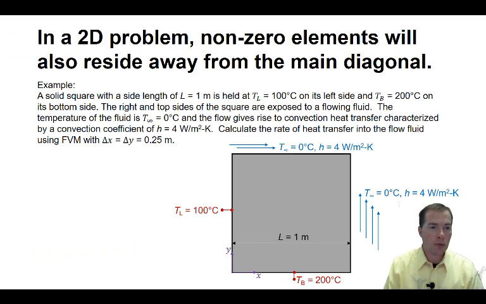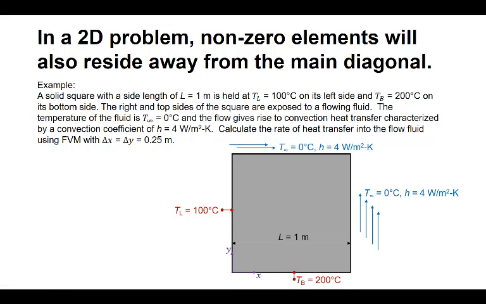In a two-dimensional problem, non-zero elements will also reside away from the main diagonal. To see this, we will look at a simple two-dimensional heat transfer case of heat transfer on a square. I will read the problem statement now. A solid square with a side length of 1 meter is held at 100 degrees C on its left side and 200 degrees C on its bottom side. Left side and bottom side.